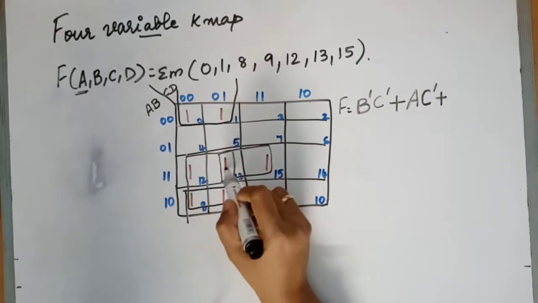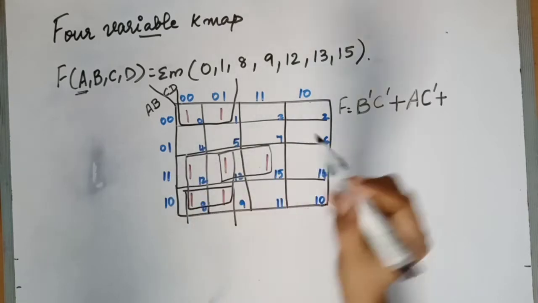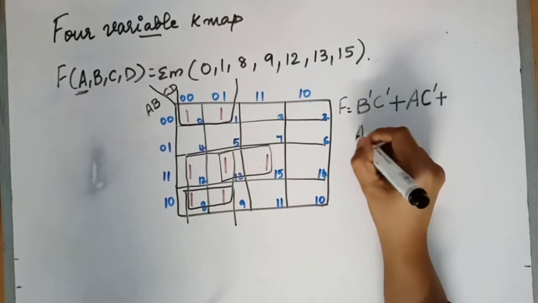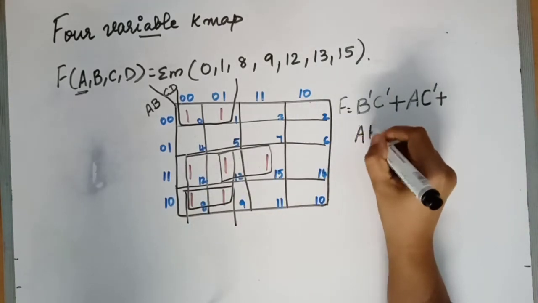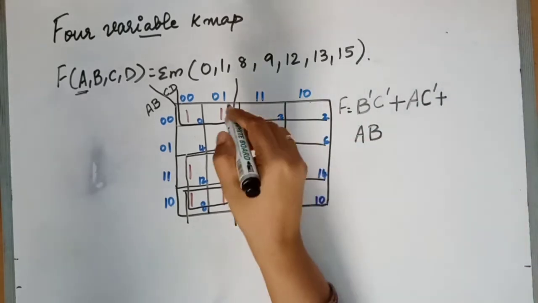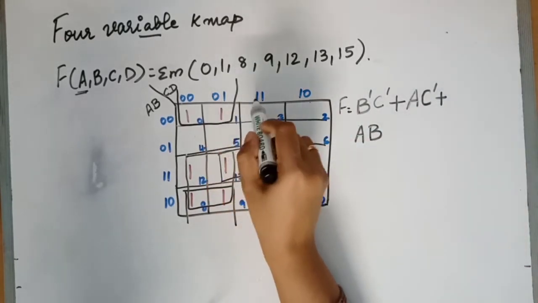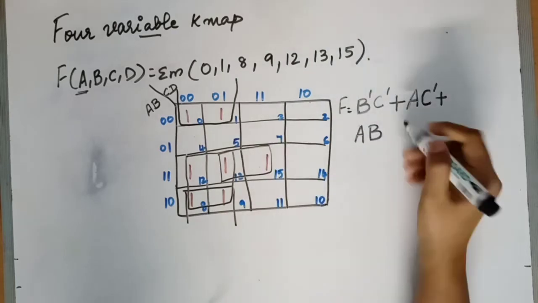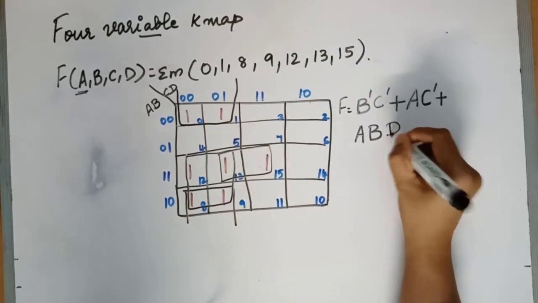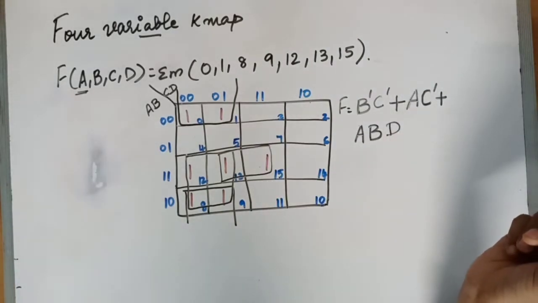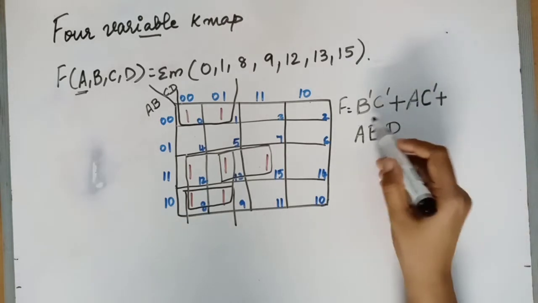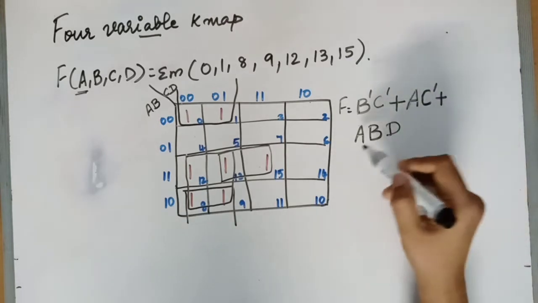This one, these 2 ones. So for these 2 ones, A and B is common. So that is A equal to 1 and B equal to 1. And what is C and what is D? C is different and D is same. So that is A, B, D. So this is my answer, B bar C bar plus A C bar plus A B D.